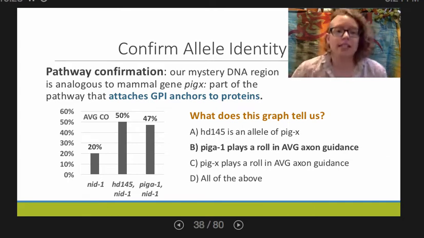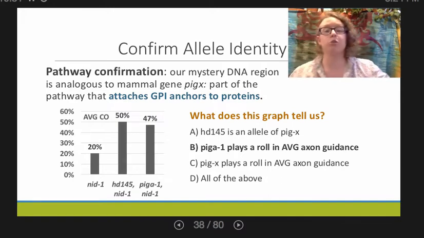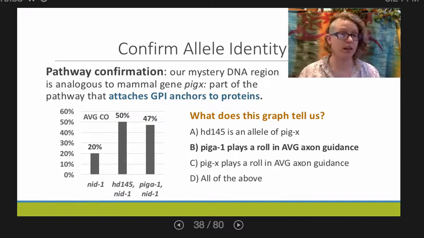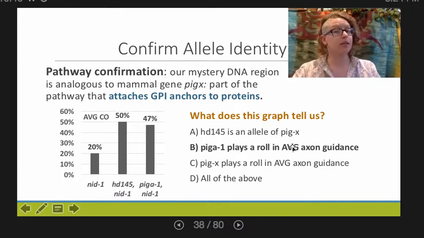It does not tell us anything about PIGX. We didn't look at PIGX. So it doesn't tell us if HD145 is an allele of PIGX. It doesn't tell us what role PIGX might play in AVG axon guidance. We didn't look at PIGX. We looked at PIGA1. And it does tell us that PIGA1 plays a role in AVG axon guidance, because when you take it out, we see an increase in defects.